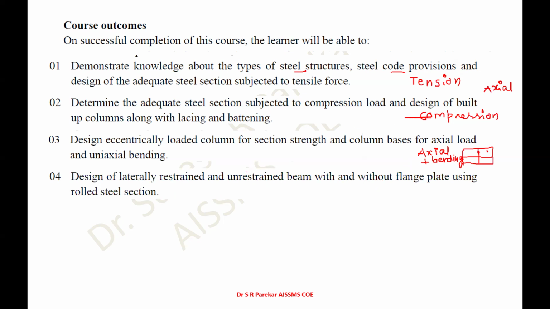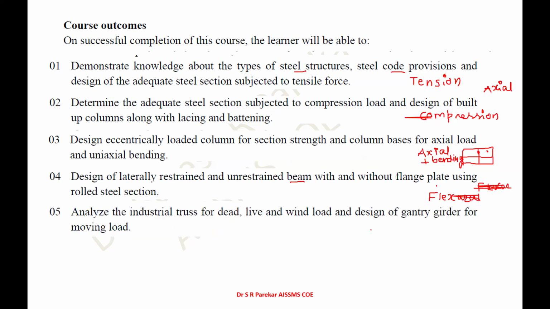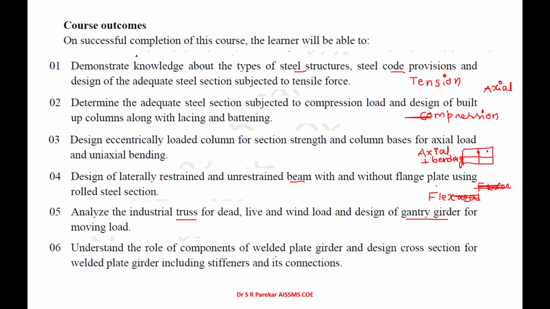Then if we go to unit 4, we are going to design laterally restrained and unrestrained beams. Whenever we have a beam, we have to design for moment, and as we design for moment, this is known as a flexural member. So unit number 4 is purely flexural members. In unit 5, we have to design truss and gantry girder, and in unit number 6 we have welded plate girder. The welded plate girder is again a flexural member. Truss is a combination of axial plus flexural. Gantry girder is again a flexural member. So whether gantry or plate, the girder is a flexural member.